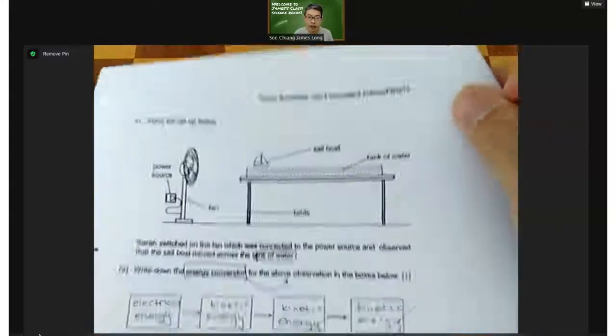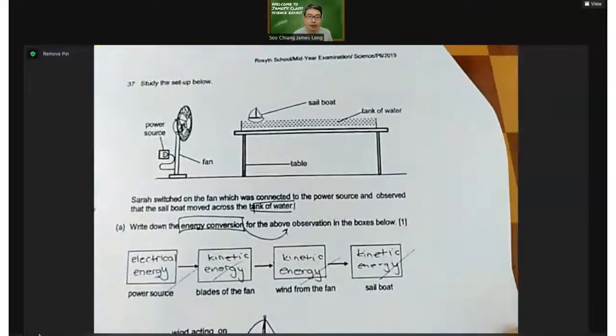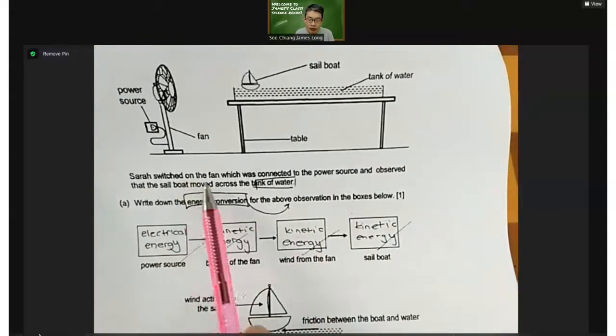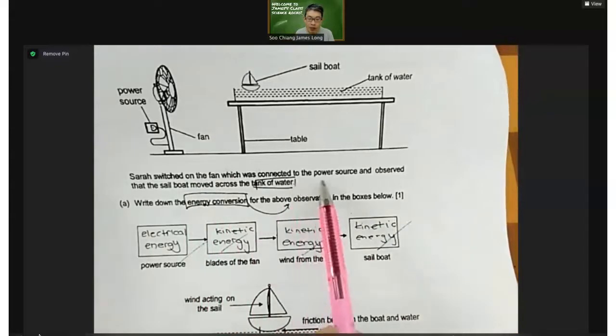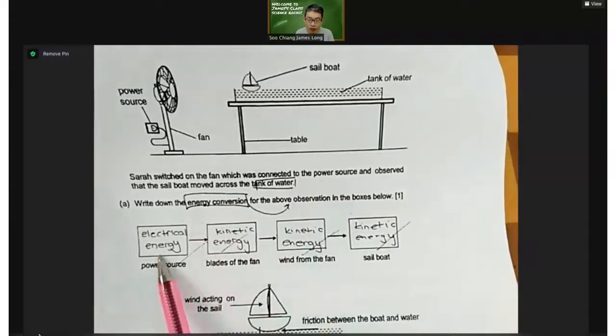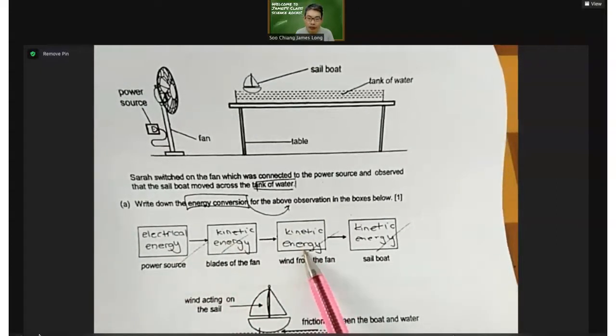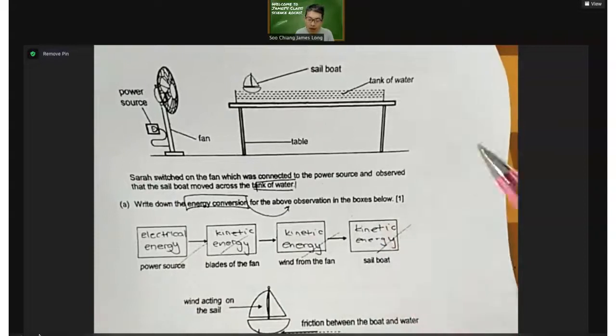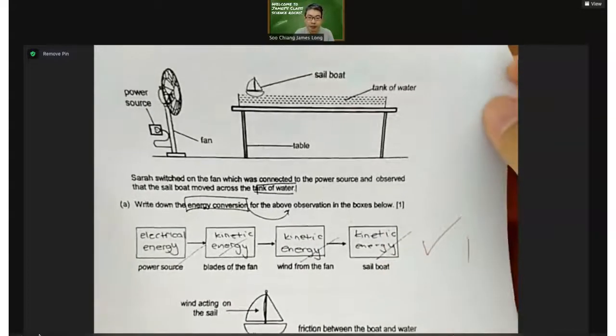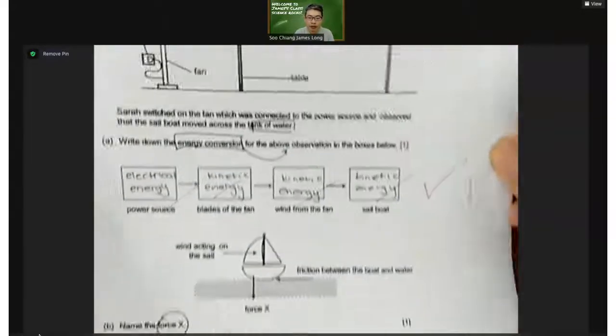Now next one, study this setup below. Sarah switched on the fan, which is connected to the power source. So it's electrical energy. Converted to the kinetic energy of the fan and the blades. Good. Converted to the kinetic energy of the moving air, which is the wind. Converted to the kinetic energy of the boat. That's very good. All this is correct. 1 mark. This shows the correct energy conversion.